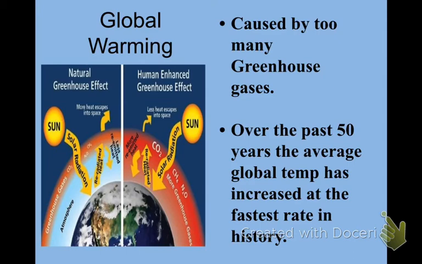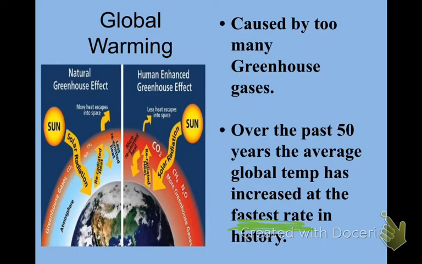Too many greenhouse gases. The greenhouse gases are good, but once we start pumping out too many of them, the earth begins to get too warm. And over the past 50 years, the average temperatures have increased at a faster rate than any other time in history. Now, a lot of people will tell you, well, the Earth's temperatures are always going up and down. It's nothing to worry about. It is not that the temperatures are changing that's a big deal. It is the rate of the change.